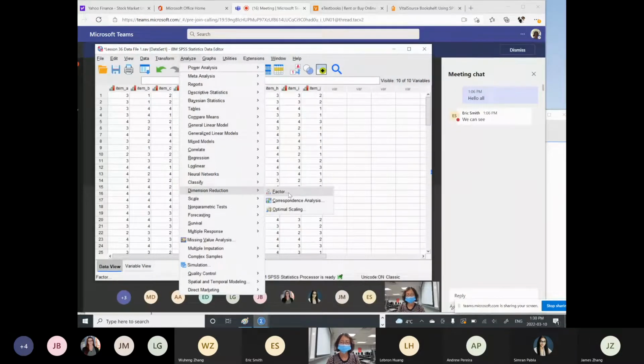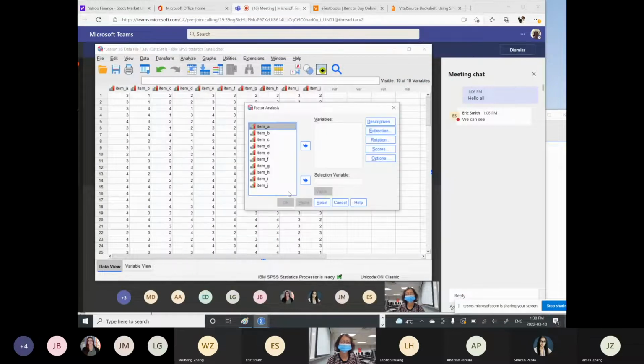And then factor. Now select all these 10 variables by pressing and holding down Control, and then click the last variable. Use this button to move them into the variable box. Move all 10 variables. And then click Extraction.